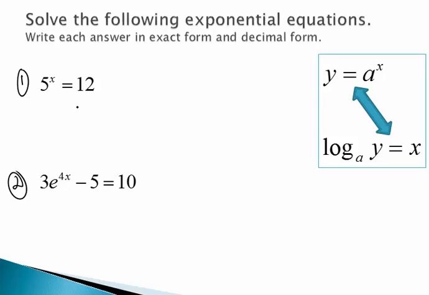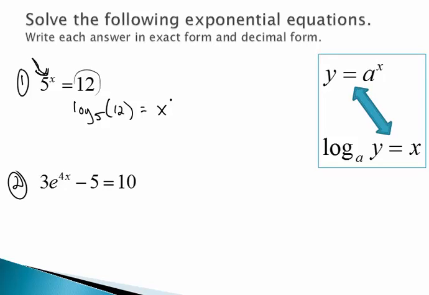I go log base 5, right? The bases are always the same, and the inputs and outputs are reversed. This is the output for the exponential, so it's the input for my log. The x is the input for my exponential, so that's the output for my log. Or in other words, the variable up in the exponent is what the log is equal to. Okay, good. So now I have a solution: x equals log base 5 of 12.